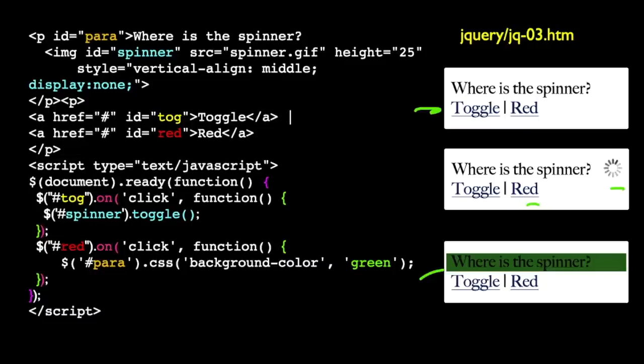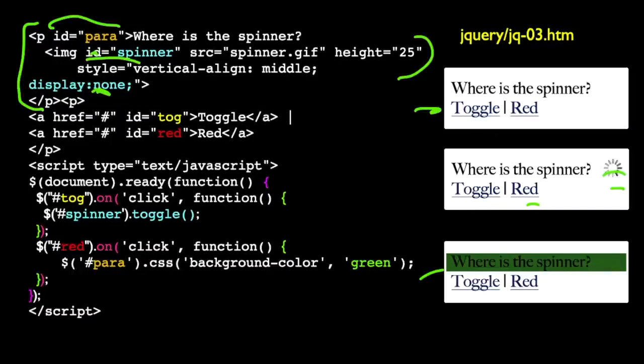And so the first thing we do when we're going to use jQuery is we have to put handles on our code. So we're going to take this paragraph right here, and we're going to put an ID tag on it so we can grab on it. That's how we're going to set the background. And the spinner is sitting here with a display none, style equals display none, and we put an ID of spinner on so we can grab it.